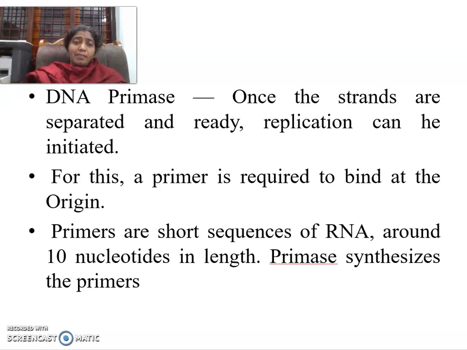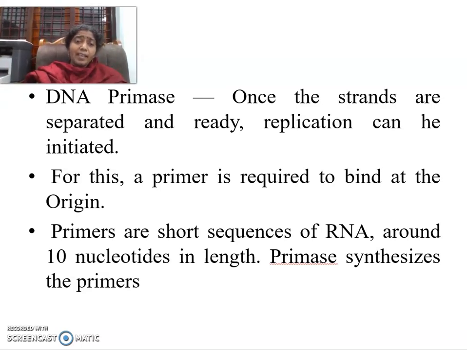Then the helicase enzyme will separate the two strands, and the single strand binding protein will prevent the joining of the two strands. Again, for starting the DNA replication, we need short fragments of RNA, a short sequence of RNA, which is around 10 nucleotides in length. That is called the RNA primer, synthesized with the help of the DNA primase enzyme.